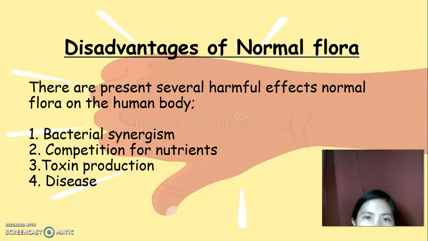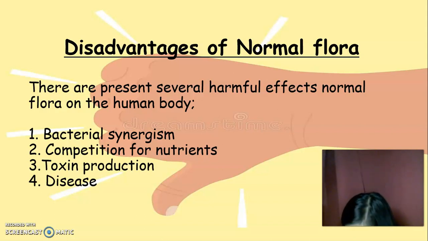Number two is competition for nutrients. The normal flora absorb vitamins and nutrients from the gastrointestinal tract of animals for their own needs. And number three is toxin production. Some bacteria of normal flora produce toxic compounds in the host body, which results in some harmful effects.